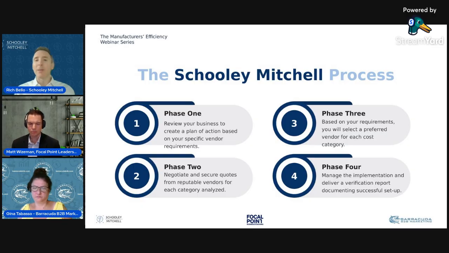And if they decide that they do, in phase 4, we handle all of the implementation. We get the new contracts, we handle any switches and services if that's something that the client decides to do, and we verify each month throughout the term of our agreement that the new prices are being adhered to by the vendor. There aren't any mistakes, and our client truly is optimized in what they're paying for these supplies.